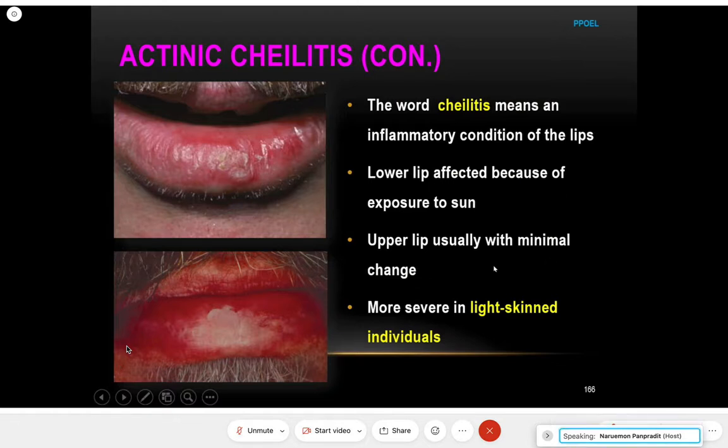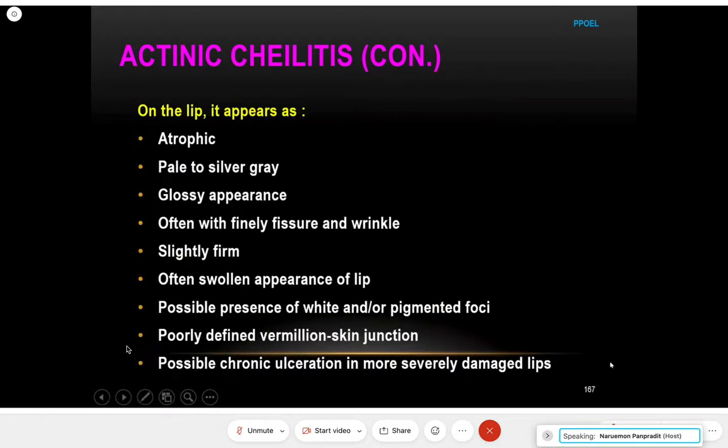And the dark skin is less affected than the light skin because they have melanin to prevent this lesion. And I will explain the character. The character may be atrophic, pale to silver gray, with a glossy appearance, often with fine features and wrinkles.